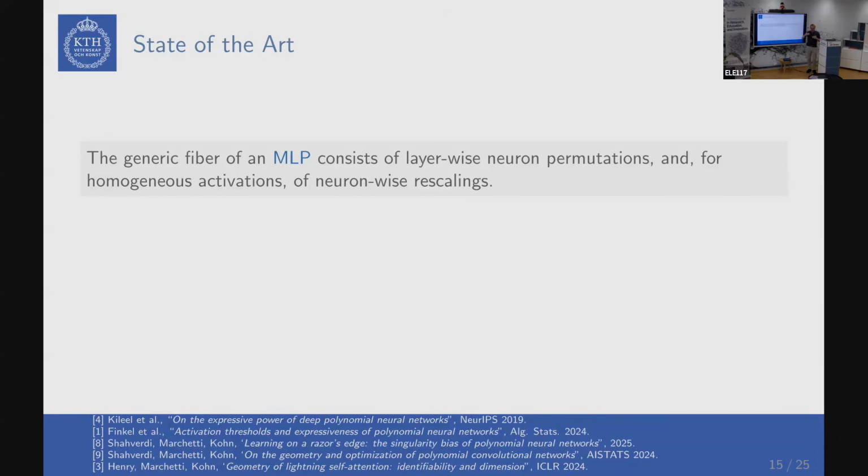Okay, if you take an MLP, let's say with a polynomial activation function, what do you expect to be the parameter symmetries of that? Well, definitely you can permute neurons in every layer, for sure. And also you can rescale the incoming and outgoing weights of a neuron, but this works only if the activation is homogeneous. If the activation has no homogeneity property, that doesn't work. But definitely you always have permutations and, depending on the activation, rescalings.